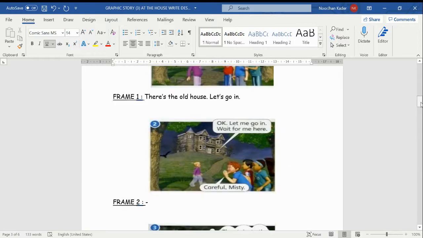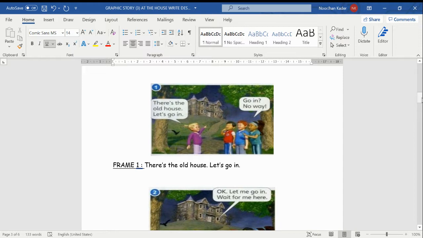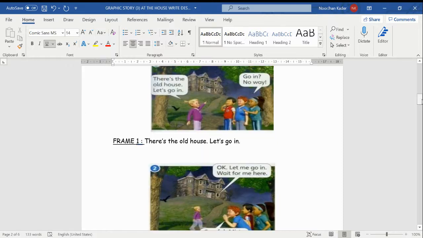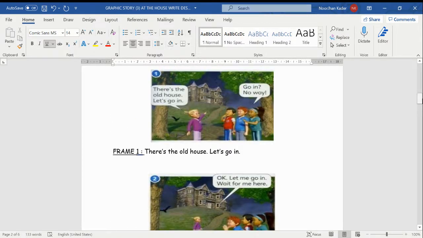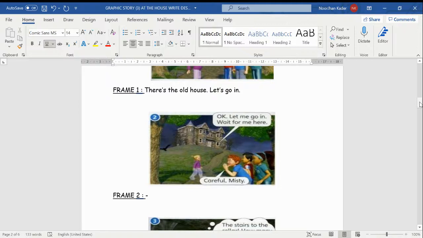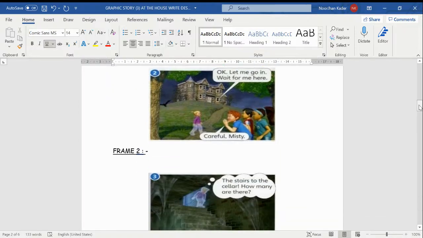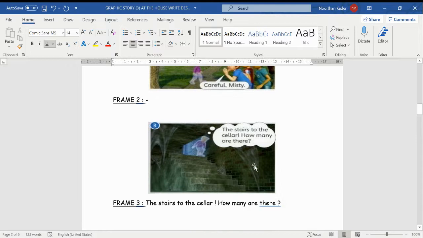Even though there are no more answers for how, you have to look at the pictures. So we have to describe the cellar or the old house, and where we are describing the cellar. So what you can see from the pictures. Okay, first one, there's nothing to see because she's not in the house. Misty is still not inside the house. It's the same thing with the second one. Third one, how does it look?